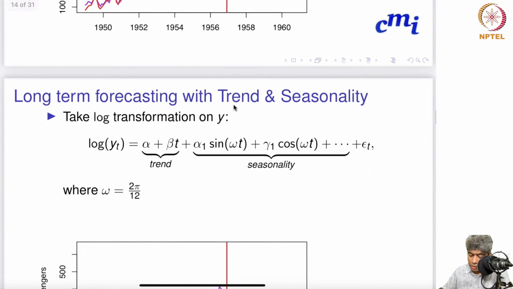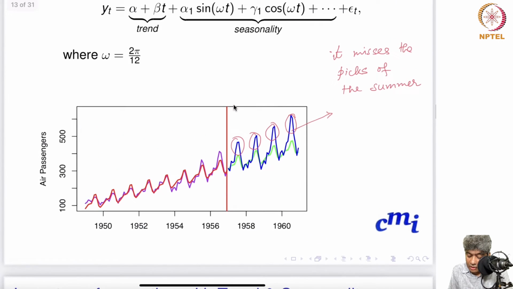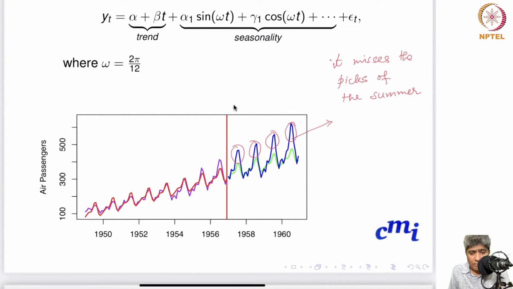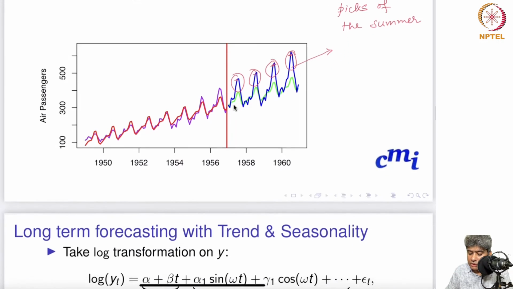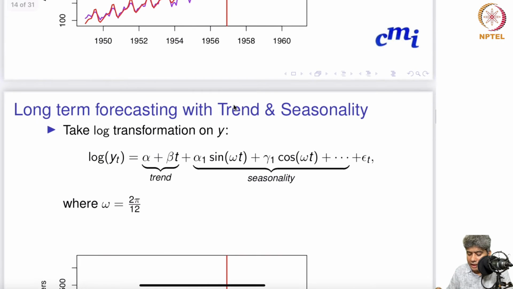Now, in this situation, we thought a transformation might help, because if you look carefully, it looks like these peaks are increasing at an exponential rate. So no harm in trying a log transformation. I kept the right side of the model exactly the same, but on the left side, instead of modeling Yt, I took the log of Yt.